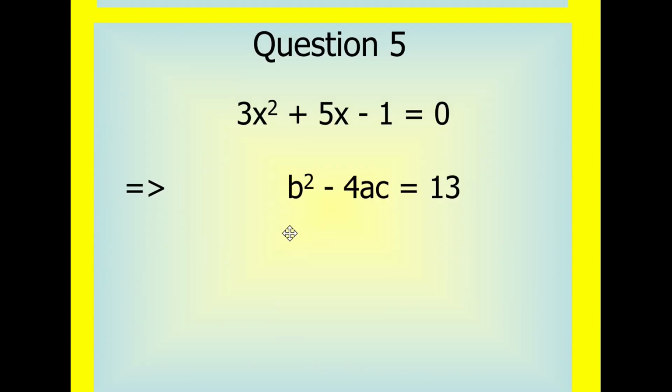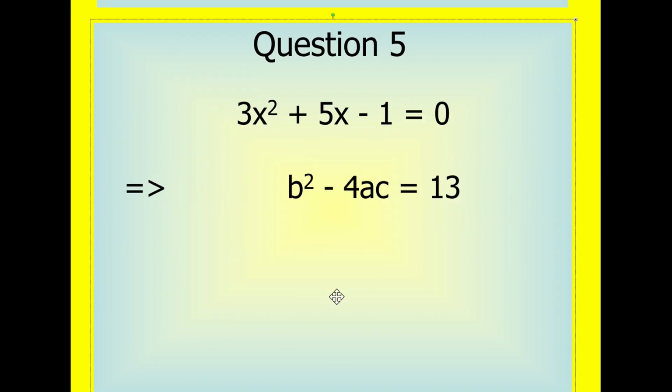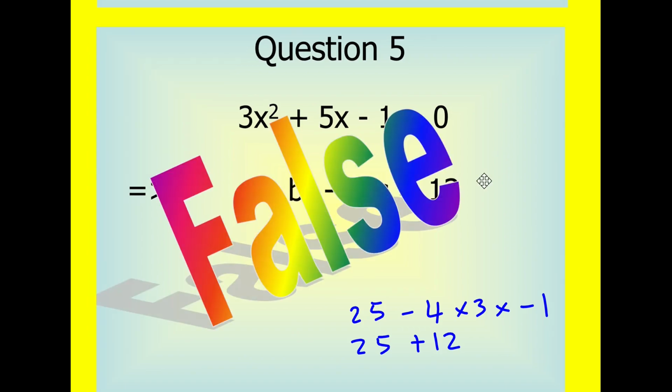Question 5. This one is false. Did you get caught out? So b squared is going to be 25, then minus 4 times 3 times minus 1. We've got a double negative going on, so it's 25 plus 12, not 25 minus 12. We're going to get 37 as the discriminant, not 13. False.